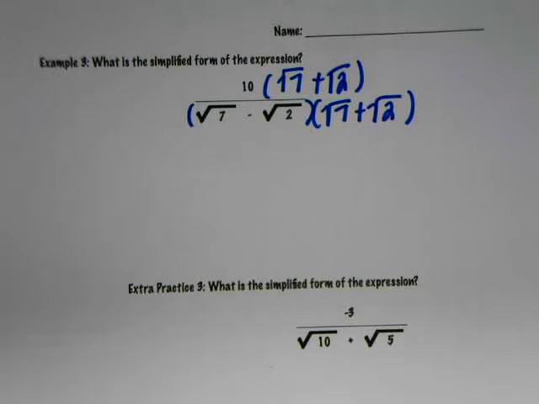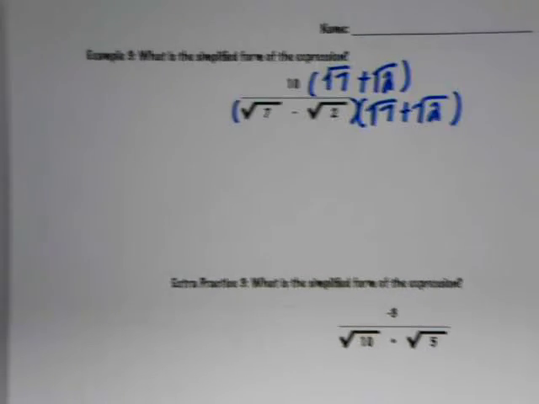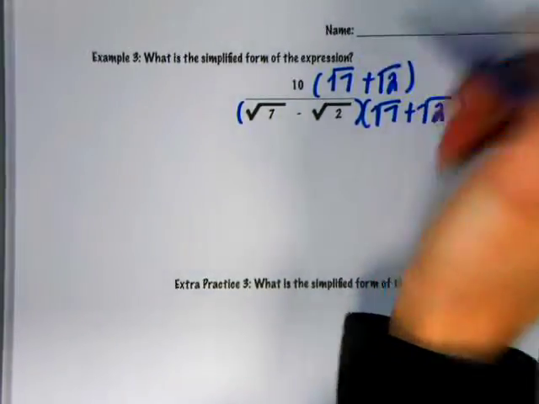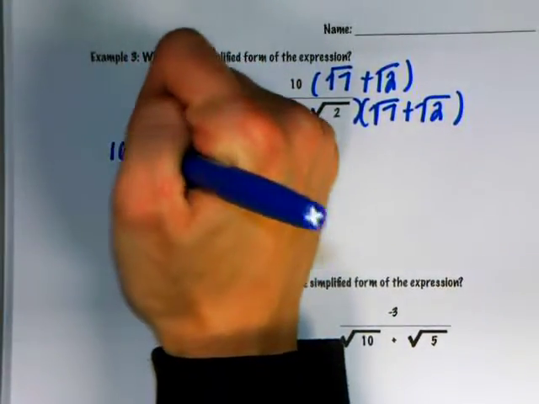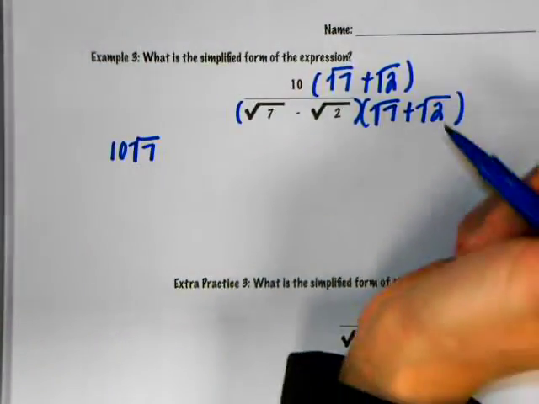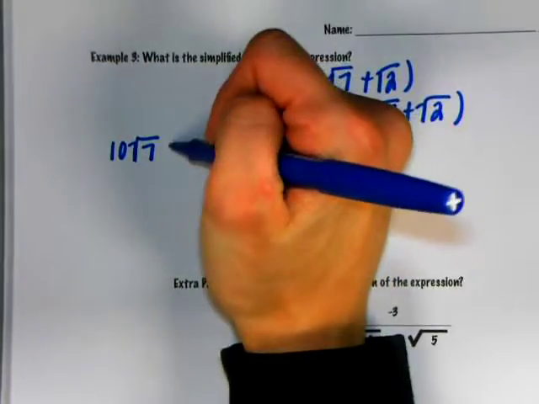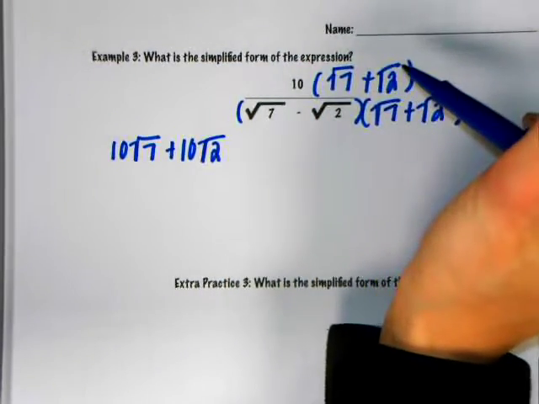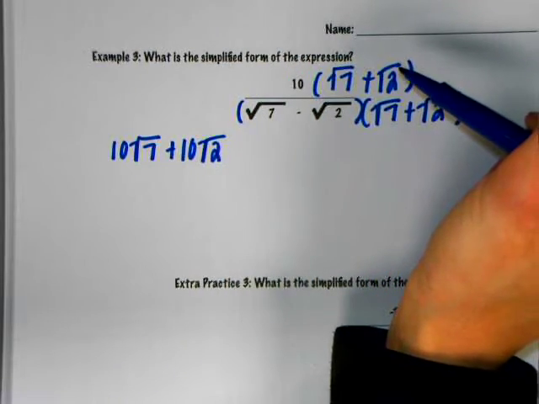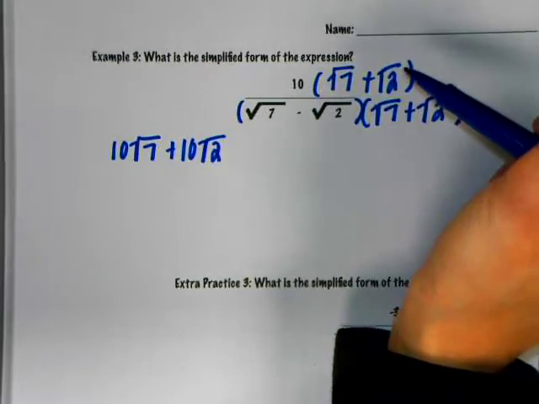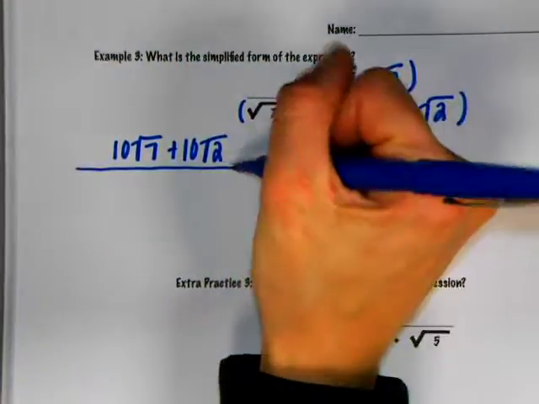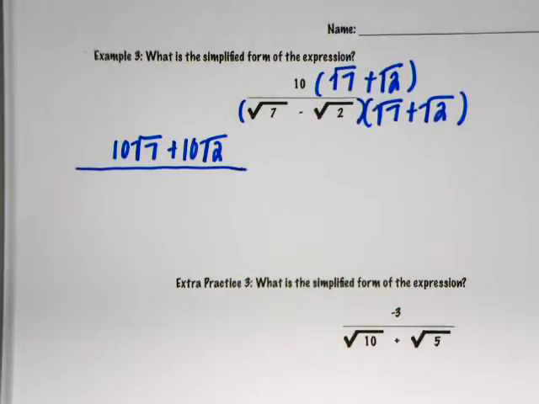So on the top, you're just going to distribute. So 10 times radical 7 is going to be 10 radical 7. 10 times radical 2 is plus 10 radical 2, because the 10 is not in a radical, so it can't actually multiply to the inside. Okay, and then on the bottom, you have to FOIL. So distribute the first one and then distribute the second one.